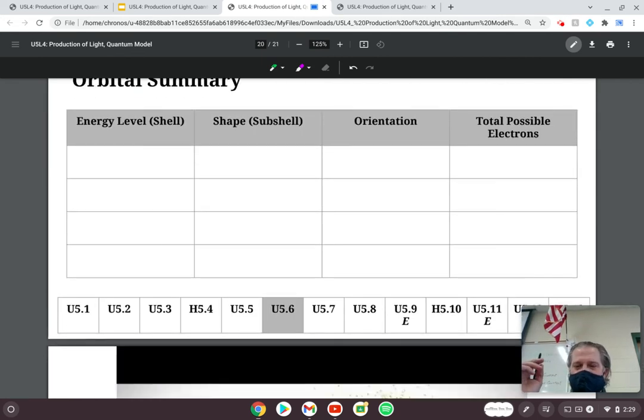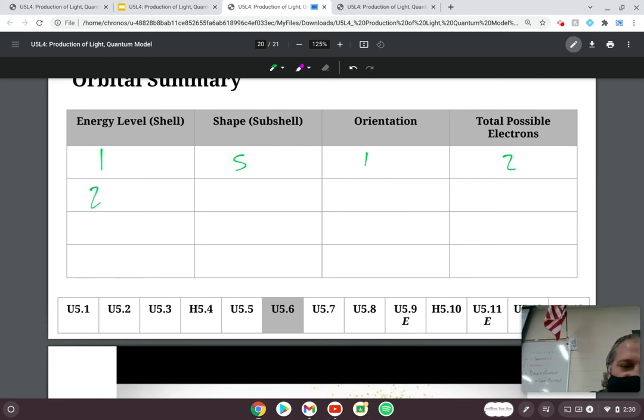So let's summarize some of this business. The first energy level has one shape or one sublevel, which is the S sublevel. It has one orientation, and it can hold 2 electrons. The second energy level can have the S and the P subshells or sublevels, and it can have 4 orientations. S has 1, P has 3, so that's 4. And it can hold 8 possible electrons.